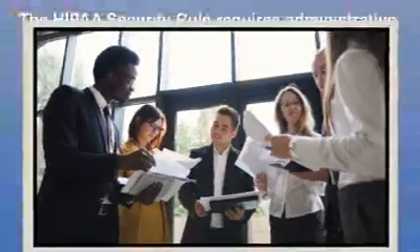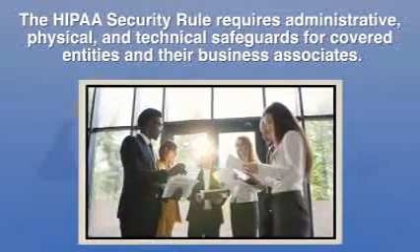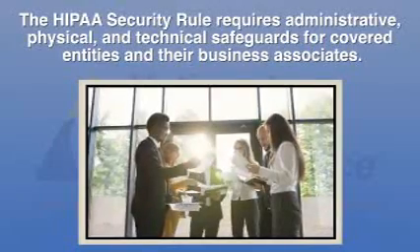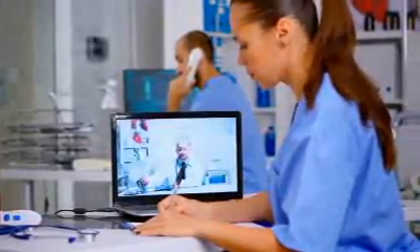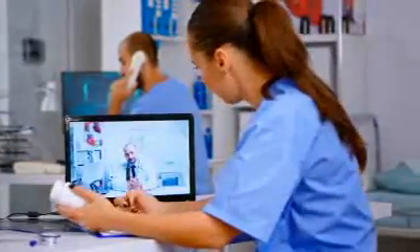Safeguards for security. The HIPAA security rule requires administrative, physical, and technical safeguards for covered entities and their business associates. The entities and business associates must implement safeguards to protect electronic PHI, ePHI, confidentiality, integrity, and availability. Covered entities and business associates must develop and implement reasonable and appropriate security measures through policies and procedures to protect the security of ePHI they create, receive, maintain, or transmit.